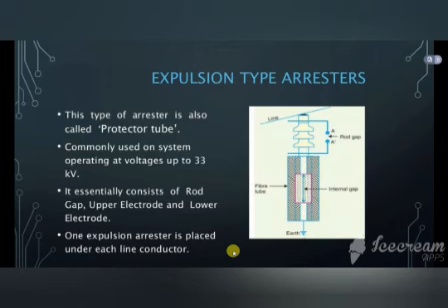And next one is expulsion type arrestor. See the diagram. It is the expulsion type arrestor. This type of arrestor is also called protector tube. Commonly used on systems operating at voltages up to 33 kV. It essentially consists of rod gap, upper electrode and lower electrode. One expulsion arrestor is placed under each line conductor. For each line conductor, there will be an expulsion arrestor. There will be a fiber tube, it has a gas.